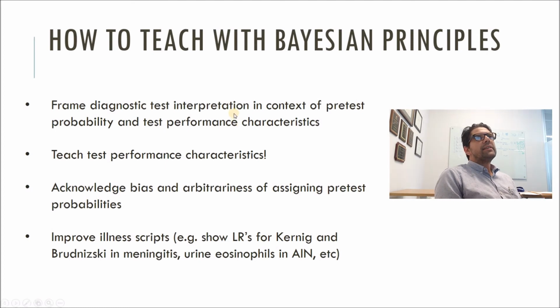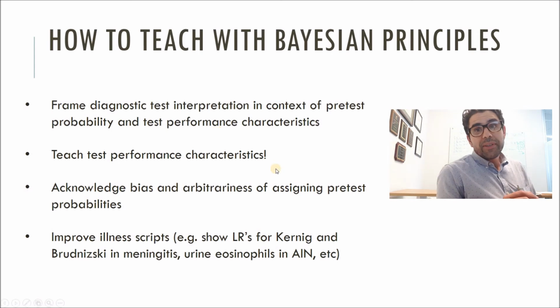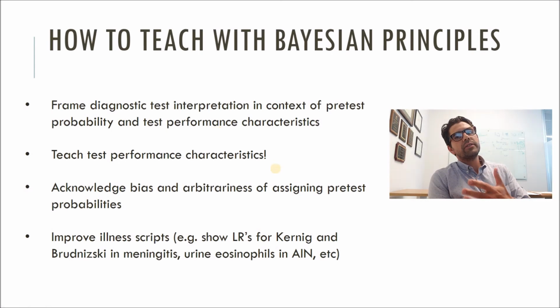Here are some other ways to teach with Bayesian principles. We can frame diagnostic test interpretation in the context of pretest probability and test performance characteristics. In other words, we're not just ordering tests blindly. We know that there is a positive and a negative likelihood ratio with any test that helps us understand how to interpret it. We can teach test performance characteristics. We should, right? We shouldn't just be ordering tests. We should understand how they refine our diagnostic probabilities.